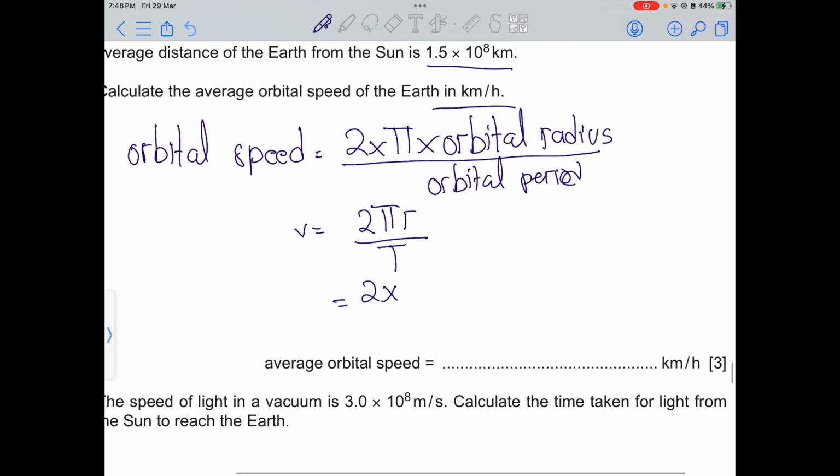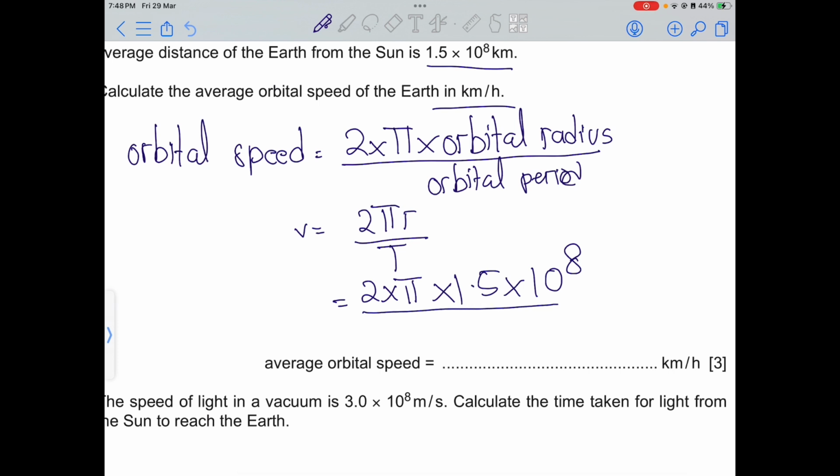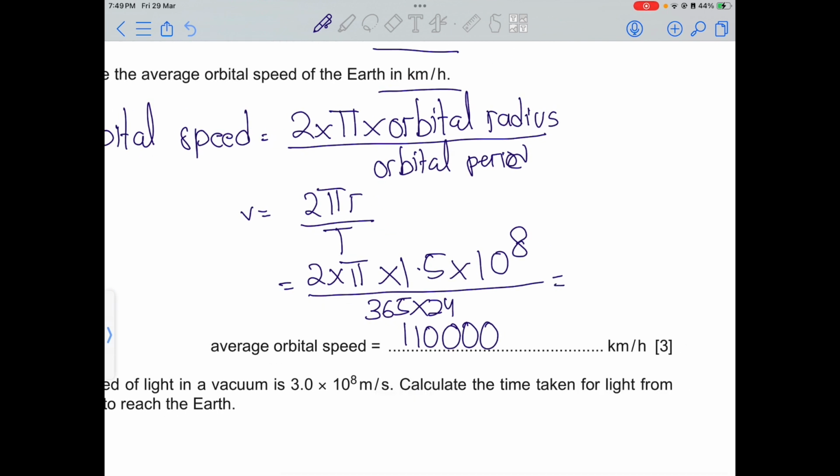So 2 times pi times radius, which is 1.5 times 10 to the power of 8, divided by the time, which is 365 days, and you can just take 24 since we are in kilometers. So 2 pi times 1.5 times 10 to the power of 8 divided by 365 times 24, which gives me 110,000. This is two significant figures, kilometers per hour. 110,000 kilometers per hour. I'm just writing this value in case you want to check your answers. That is 110,000.